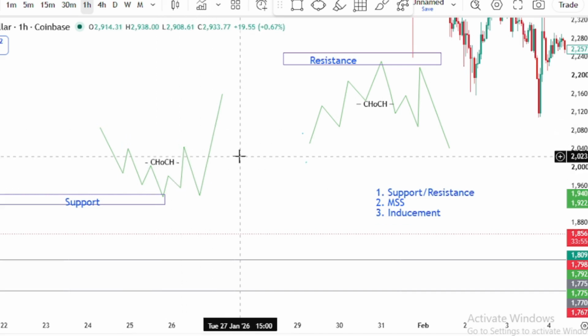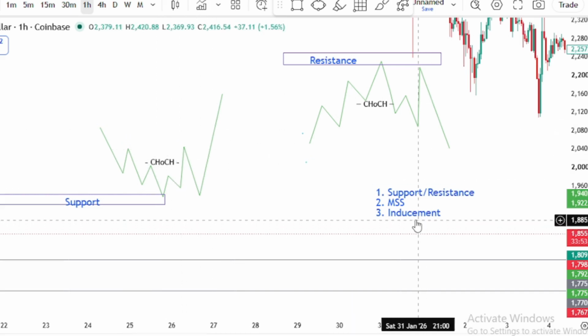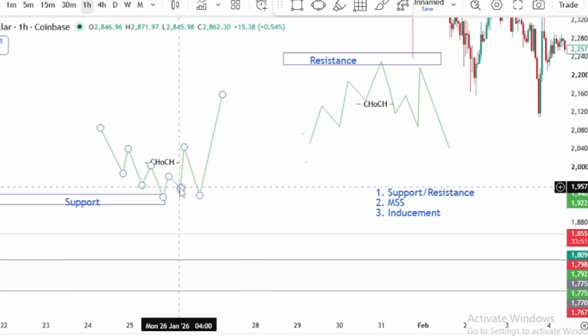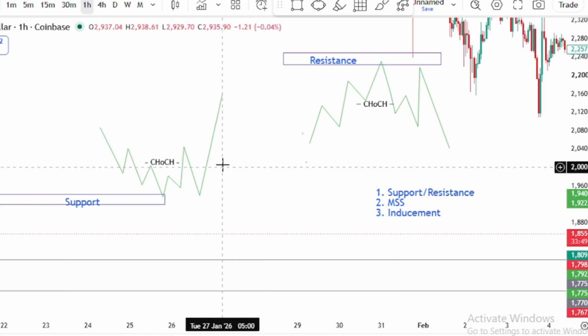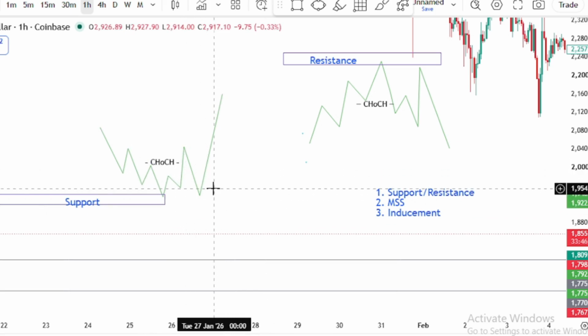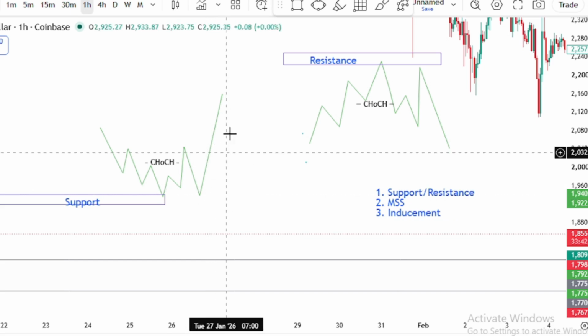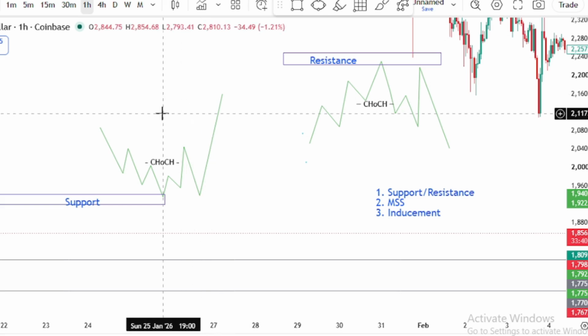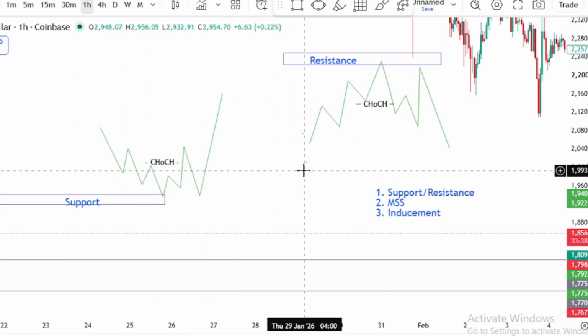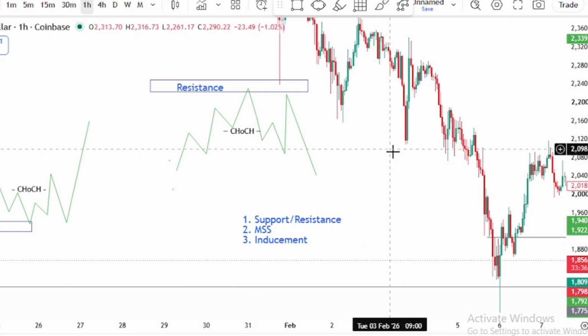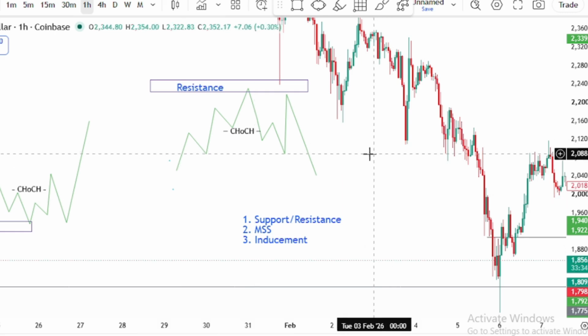The next thing we wait for is inducement to be taken so that we can place our trade. As you can see, this is our inducement. Once the inducement is taken out, we enter on the nearest POI and target the next high. So this is for this one. And the next scenario is the bearish setup.